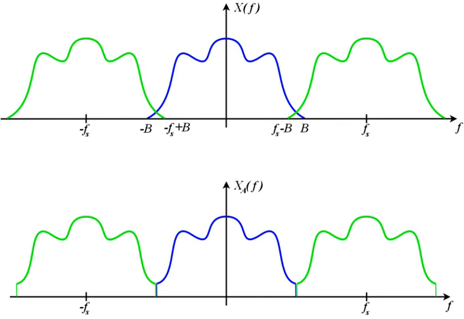All that remains is to derive the formula for reconstruction. H(f) need not be precisely defined in the region B < |f| < fs - B, because X_s(f) is zero in that region. However, the worst case is when B = fs/2, the Nyquist frequency. A function that is sufficient for that and all less severe cases is H(f) = rect(f/fs), which equals 1 for |f| < fs/2 and 0 for |f| > fs/2, where rect is the rectangular function.